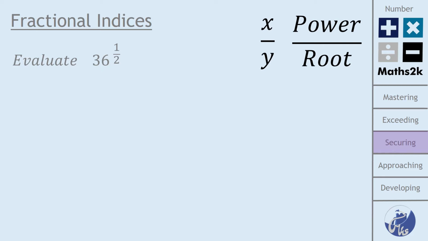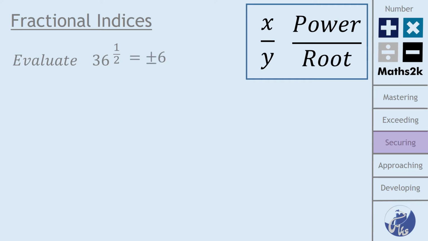And so the square root of 36, that is going to give us 6, and it could be positive or negative. Most of the time in these questions you can get away with just writing the positive root, but it's always best to make sure you write both.